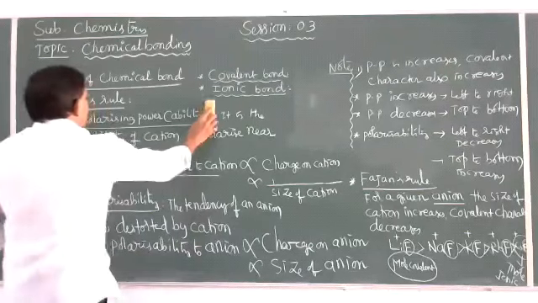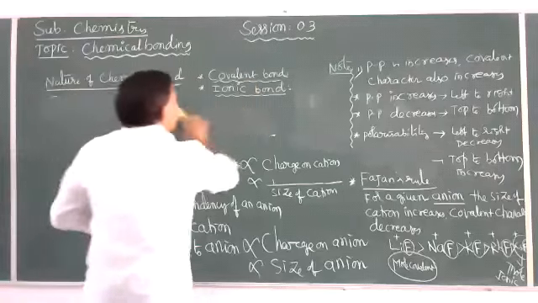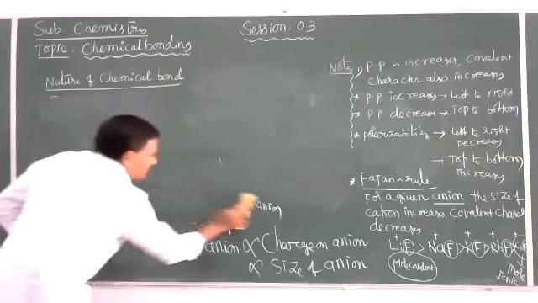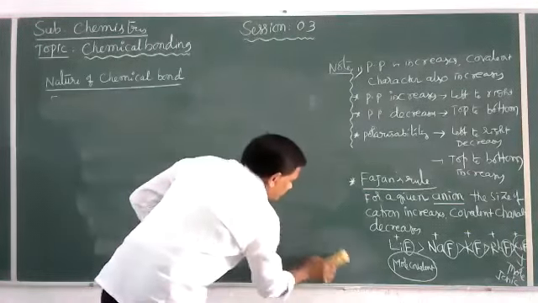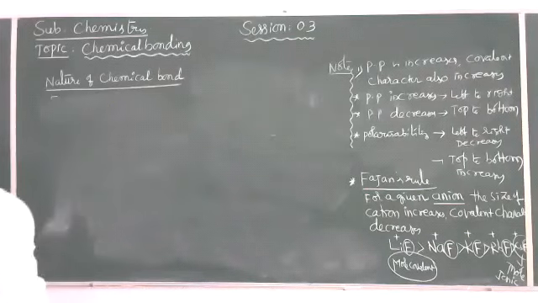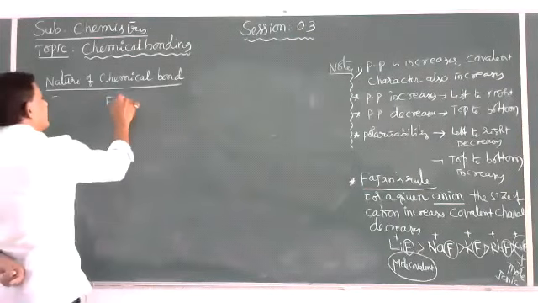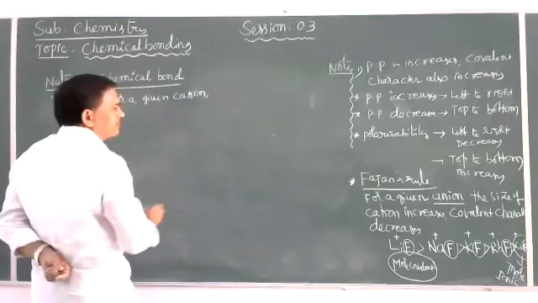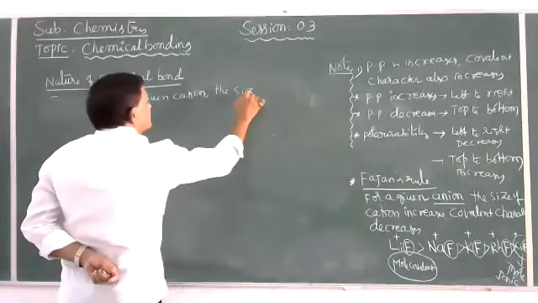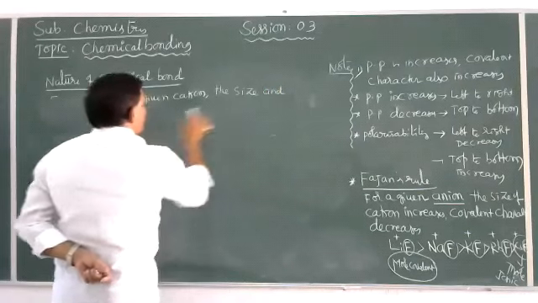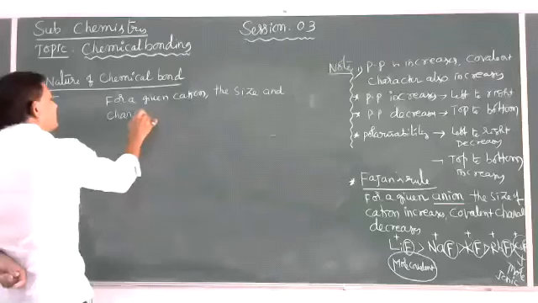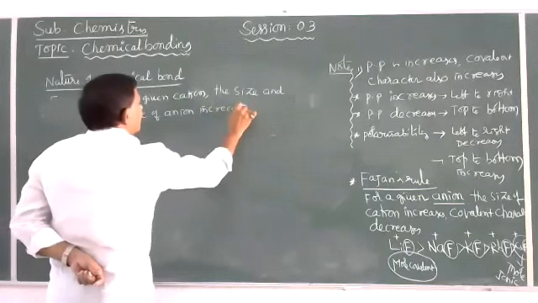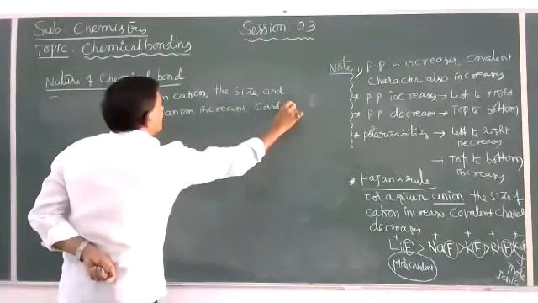Similarly, for a given cation, one of the most important Fajans rules: for the same cation, as the size and charge of the anion increase, the covalent character also increases.